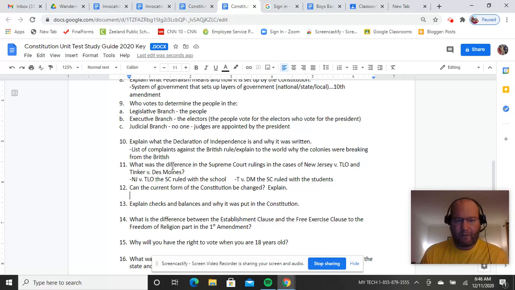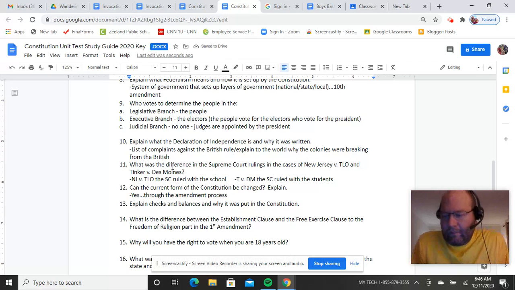Number 12, can the current form of the Constitution be changed? Yes, through amendment. We didn't speak specifically as to how that works, but it's a big long process, and it has to go through the states and the state legislatures, and a certain amount of states have to vote for it. Like I said, it's a long, tedious process, and that's why we don't see it happen very often. And that was done on purpose. We don't want our government to be able to be changed rapidly with some just wacky ideas.